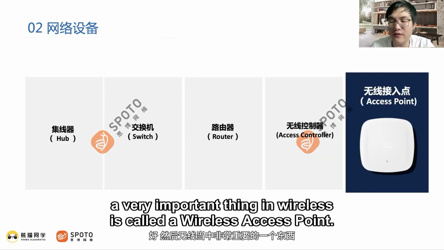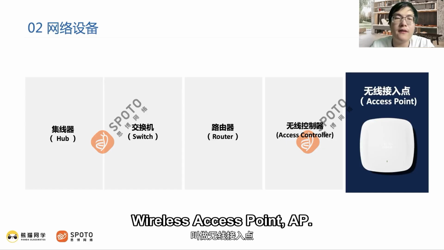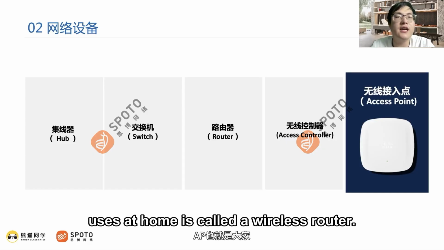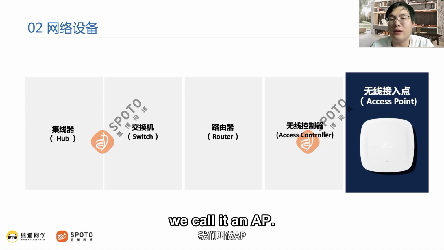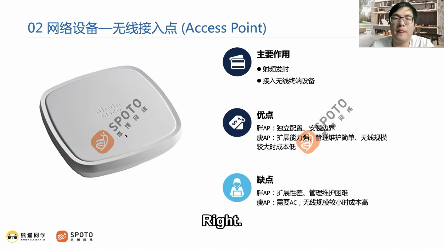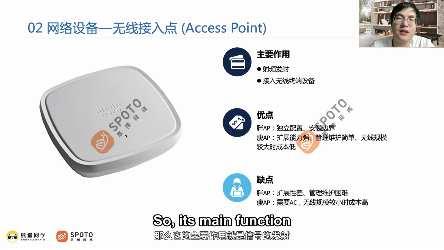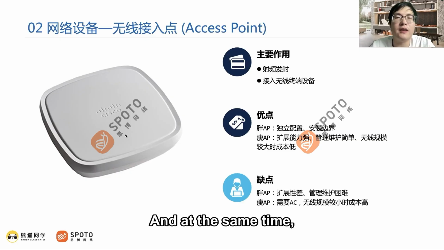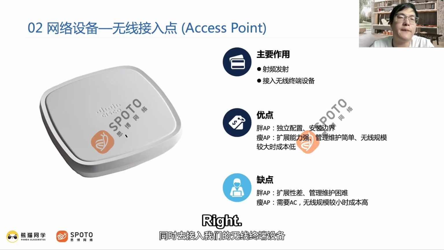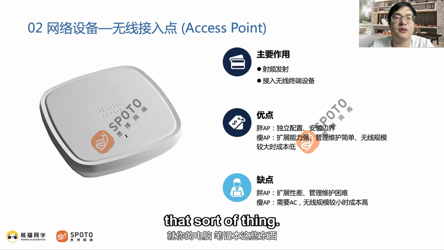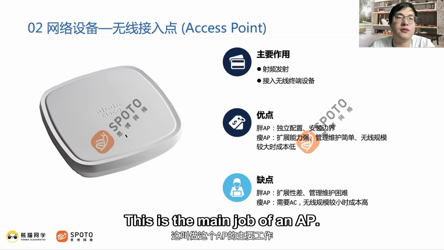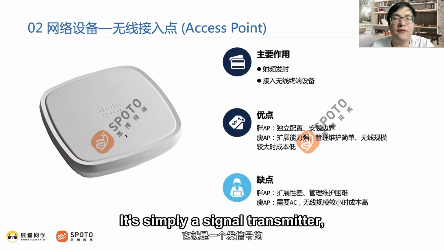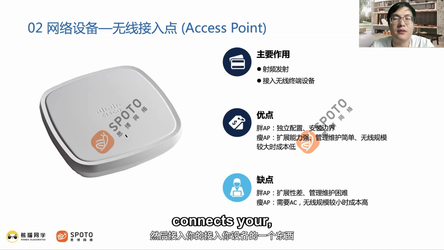Then, a very important thing in wireless access. What everyone uses at home is called a wireless router. In your home we call it a wireless router, but at enterprise level we call it an access point. Its main function is to transmit signals and to connect our wireless terminal devices, like your desktop, laptop, and also all your smart devices at home. All these connections count. This is the main job of an AP: it transmits the signal and connects devices.